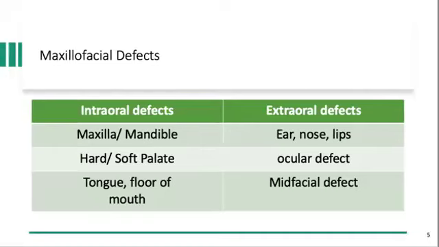Okay, the maxillofacial defects can be divided into intraoral and extraoral defects. Examples of intraoral defects can be in the maxilla or the mandible, in the hard or soft palate, the tongue, and the floor of the mouth. As for the extraoral defects, they can be in the ear, nose, or lips, and ocular defects and midfacial defects.